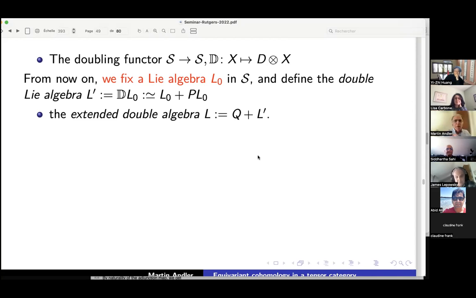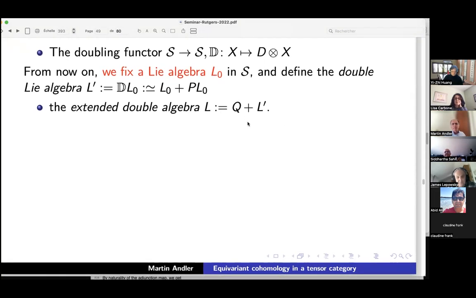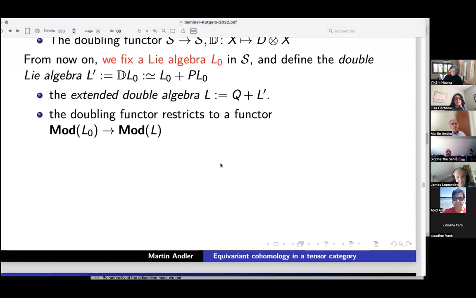And we can consider the double Lie algebra L. So as I said, Q acts on D from previously. So if Q acts on D, it acts on D tensor L0. So we get an action of Q on L prime, and this defines an extended semi-direct product, which is L, equal to Q plus L prime. And the doubling functor, again, because it's a change of scalars, restricts to a functor from mod L0 to mod L.